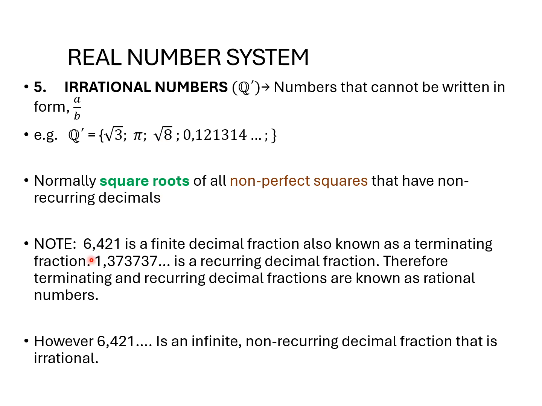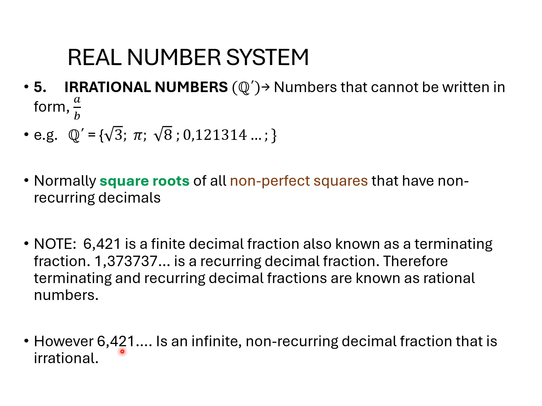To give you examples, 6.421 is a finite decimal fraction, also known as a terminating fraction. So it stops at 421. So I can write it as a fraction. Same here, 37 over 99. So therefore, these are considered recurring decimal fractions, rational. Therefore, terminating and recurring decimals are known as rational numbers.